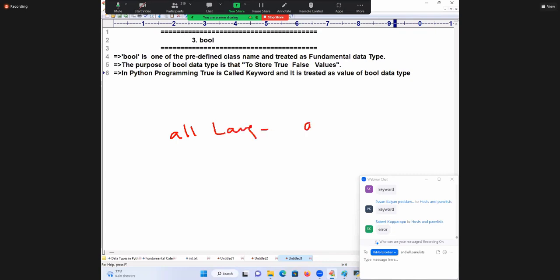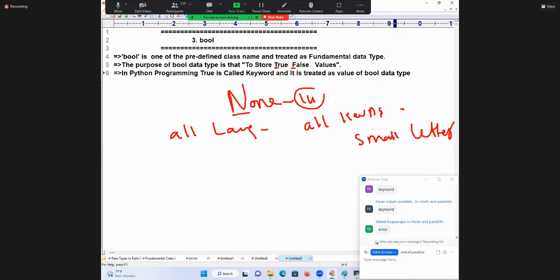Dear students, in all languages, all keywords are generally in small letters. In Python, all keywords are what? Only small letters will be there. The complete word contains small letters. But in Python, there are 3 keywords which contain a capital first letter. One is True, False. One more is what? None. N is also capital. That is the last, 14th data type. I will explain it separately. Understand?